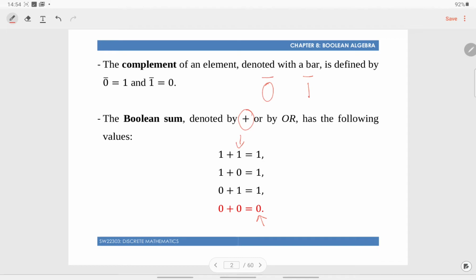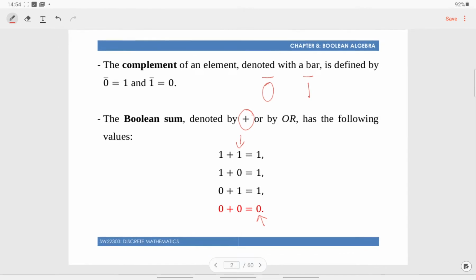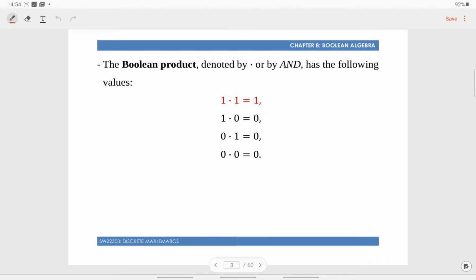To finish with Boolean sum, we move to Boolean product. The Boolean product operation is denoted by a single black dot, or also by AND, and has the following values. For 1 times 1, it is equal to 1, otherwise it is equal to 0. It requires both inputs equal to 1 in order to get output 1, otherwise the output is 0. 1 times 0 equal to 0, 0 times 1 equal to 0, and 0 times 0 also equal to 0.